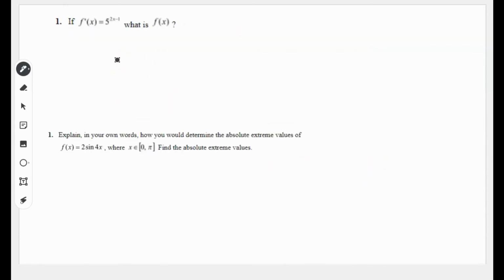So for this one, it tells us the derivative function, which is 5 to the power of 2x minus 1. It says, well, what's the original function? So we're going to have to integrate that. And so integrating this one, we get 5 to the 2x minus 1. And then instead of multiplying by the ln of 5, because that's what you would do if you were finding the derivative, we're going to divide by that. And then instead of multiplying by the derivative of the exponent, we're going to divide by it, right? Remember, integration is the exact opposite. So times by 2.